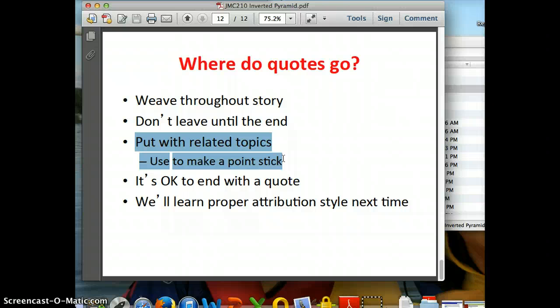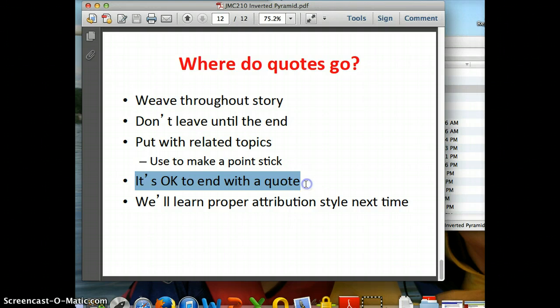Or let's say you have a story about, I don't know, a debate, and you give a fact from the debate, somebody made this point. Well, then you give a quote to say what that point was. So always put your quotes where they make sense. And I will reiterate this: it is perfectly okay to end a story with a quote. In fact, it's a great way to end a story.